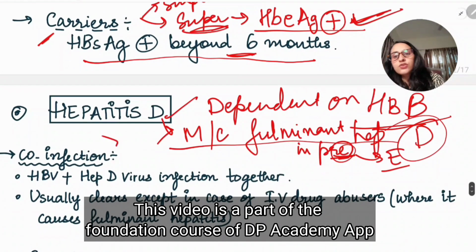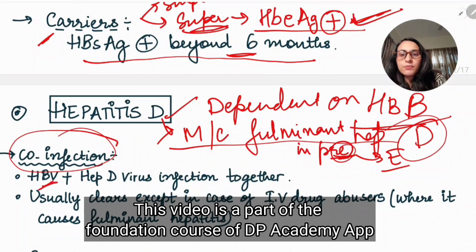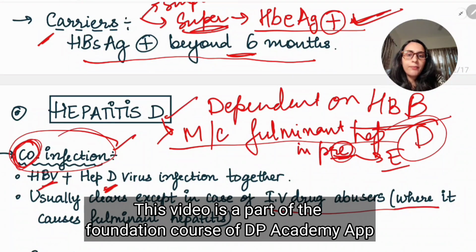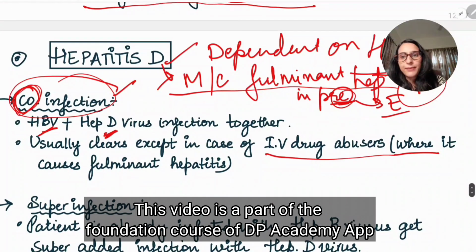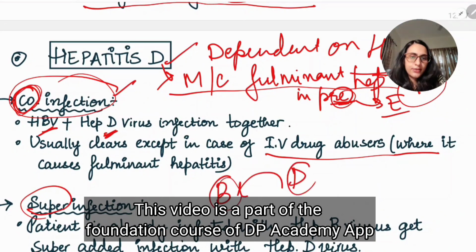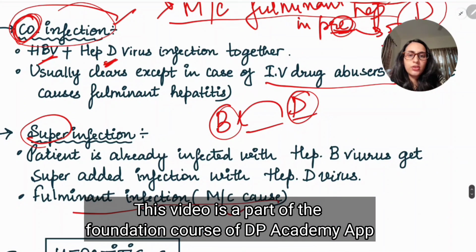So there can be two kinds of infection. One is co-infection. That means hepatitis B and hepatitis D both are occurring simultaneously, together. As the name suggests, co means both are occurring together. That is usually seen in IV drug abusers, where it causes fulminant hepatitis. Another one is superinfection. Super added is what? First the person gets hepatitis B, then the person gets hepatitis D. That is known as superinfection, and this is the most common infection in the fulminant type.